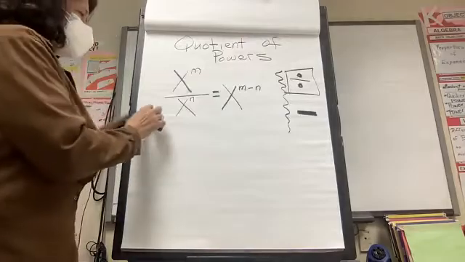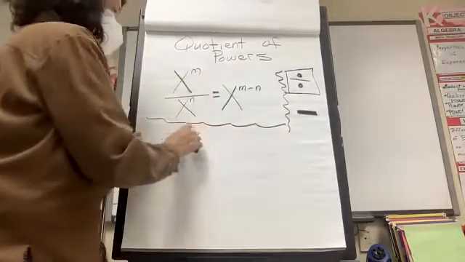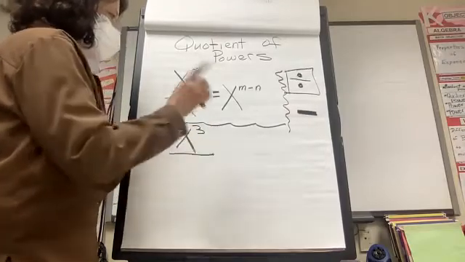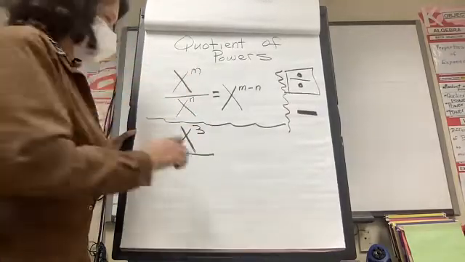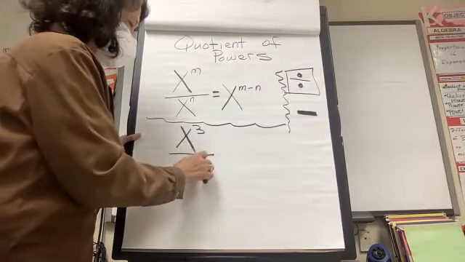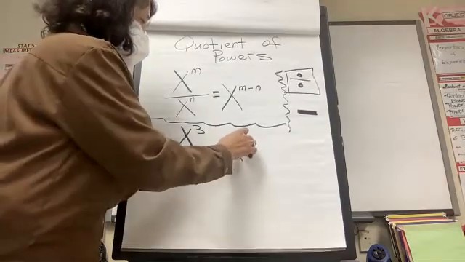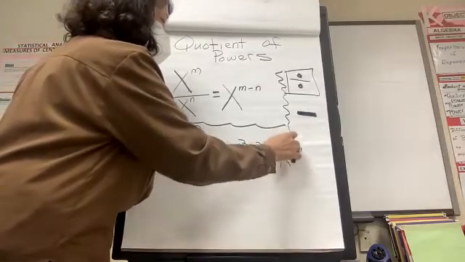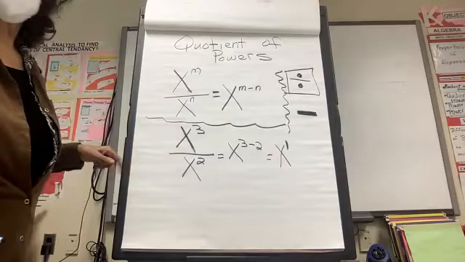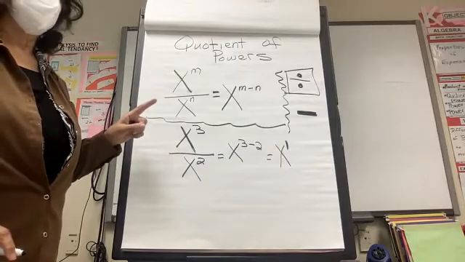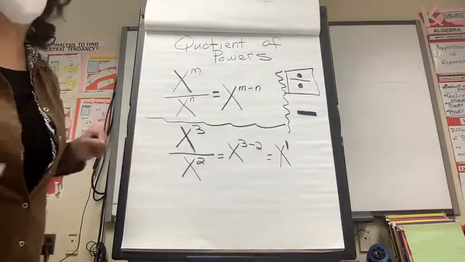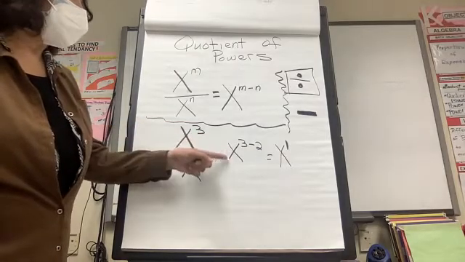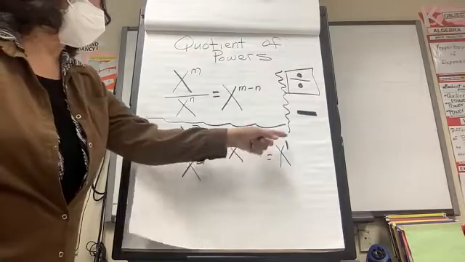So let's prove that that is correct. Suppose we had x to the third divided by x to the second. That would be x to the 3 minus 2, which is equal to x to the 1. Okay, let me just finish this part here and then you can have it, Mr. B. So x to the 3 divided by x to the 2 is x to the 3 minus 2, which is equal to x to the 1.